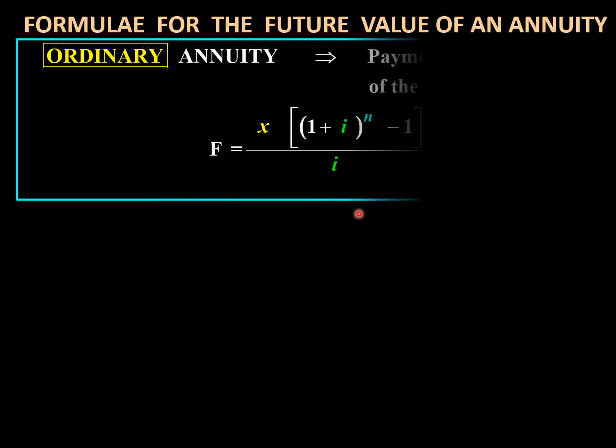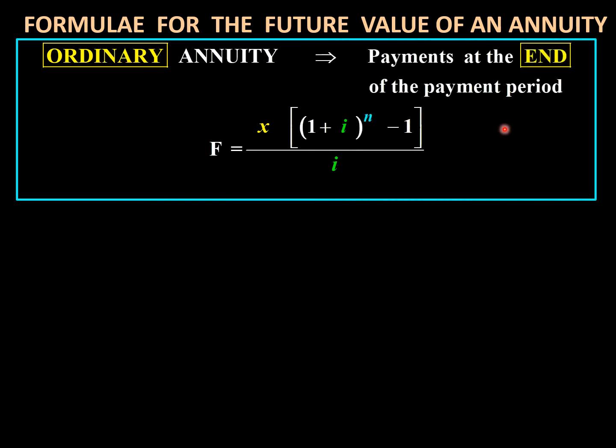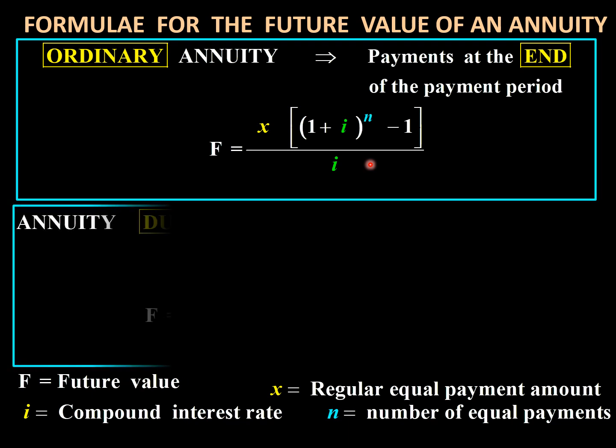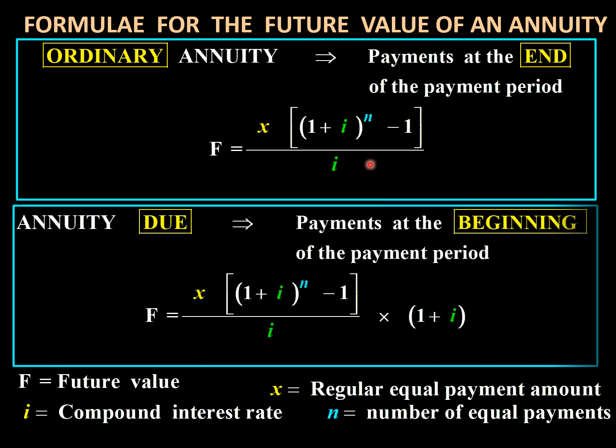Now let's look at the formula we're going to use for future value of an annuity. In the case of an ordinary annuity, that is where payments are at the end of the payment period, this is the formula we will use. And F represents future value, X the regular equal payment amount, i the compound interest rate, and n the number of equal payments. In the case of an annuity due, the payments are at the beginning of the payment period. And this is the formula here. And in this case, we have the future value and we just multiply it by 1 plus i.